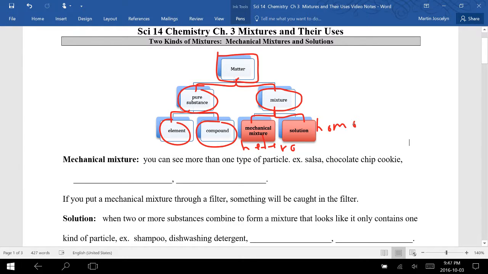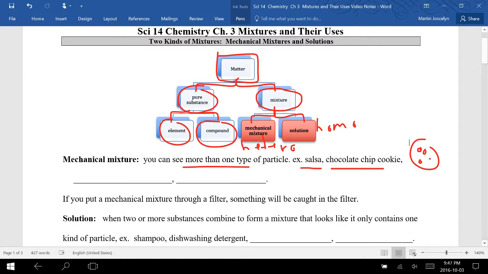So a mechanical mixture is something where you can see more than one type of particle. An example is salsa or a chocolate chip cookie, where you can see all the little chocolate chips in the cookie. So you can see that there's more than one thing making up that mixture.